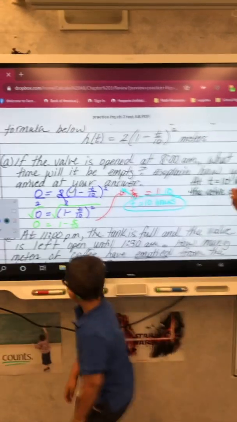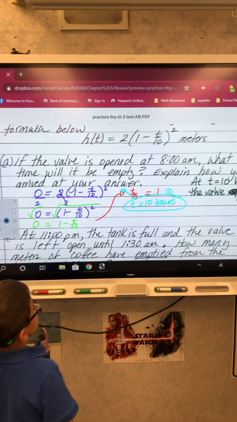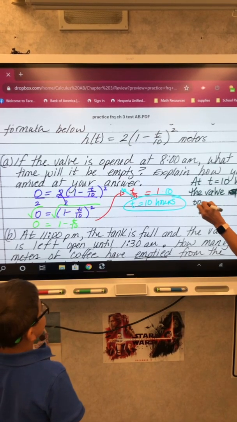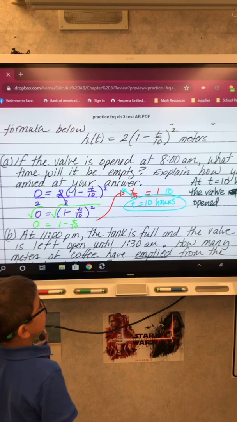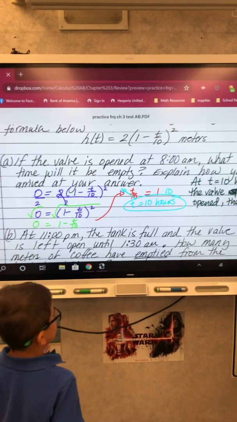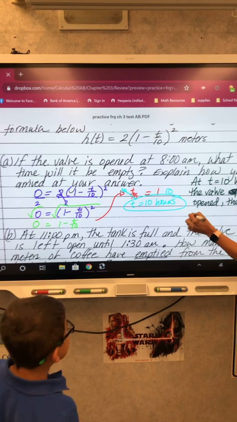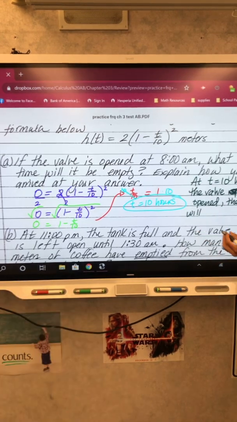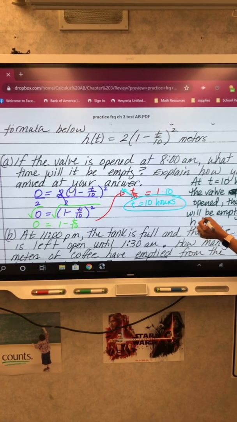Let's cross it. After the valve is opened, the tank will be empty at 6 p.m. That is when H of 10 equals 0 meters in that tank.